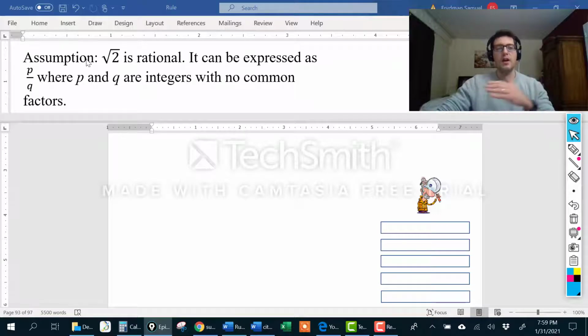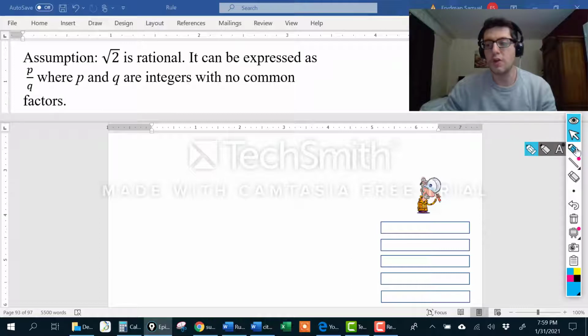So once again, we're assuming that the square root of 2 is rational, which means that it can be expressed as a fraction p over q, where p and q are integers with no common factors. And what we're going to see is that by making that assumption, it's going to lead us to some impossibility, something that can't be true, and therefore this assumption that the square root of 2 is rational must be false.